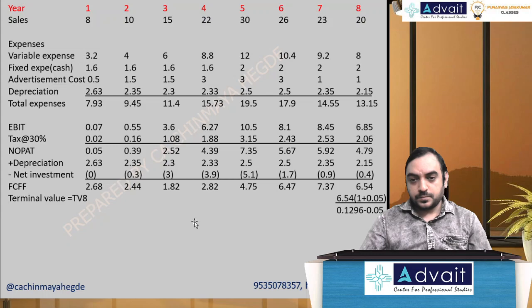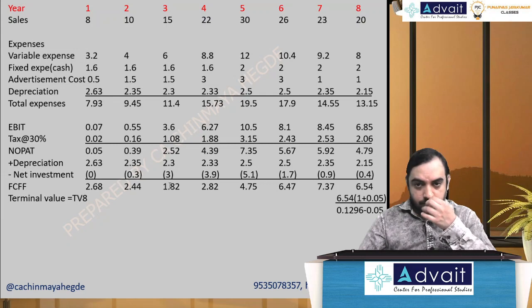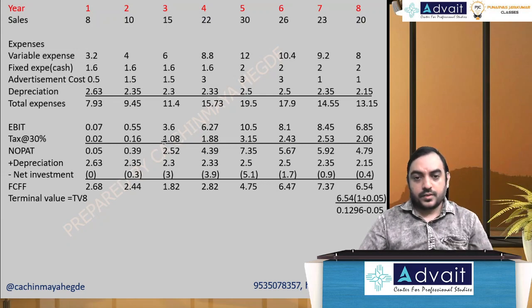Anyway, so that number will be 6.54 into 1.05, divided by 0.1296 minus 0.05, which is 0.0796. So 6.54 into 1.05 divided by 0.0796, that's 86.27, that's all. Okay, maybe. It is $86.27.